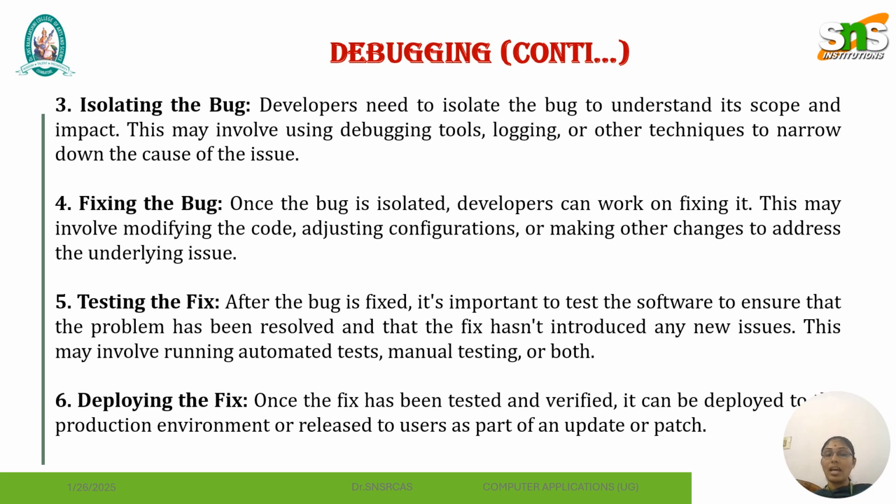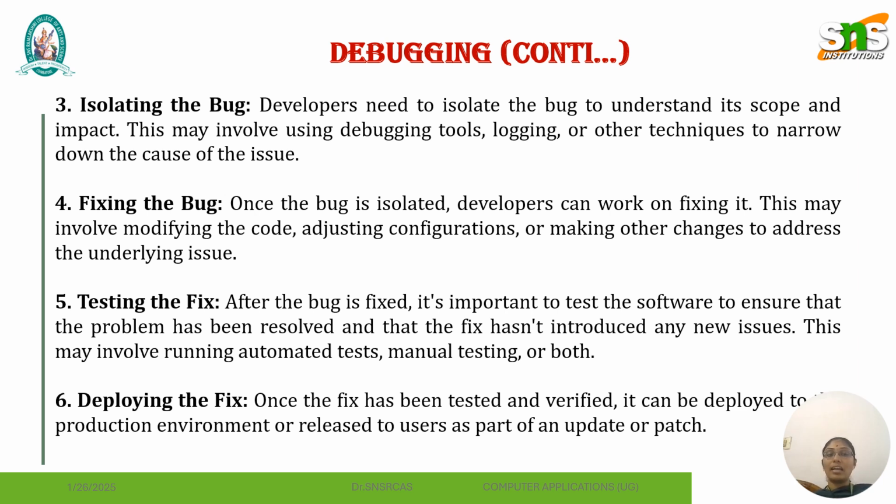The next one is isolating the bug. Developers need to isolate the bug to understand its scope and impact. This may involve using debugging tools, logging, or other techniques to narrow down the causes of errors. Fixing the bug. Once the bug is isolated, developers can work on fixing it. This may involve modifying the code, adjusting configurations, or making other changes to address the underlying issues.